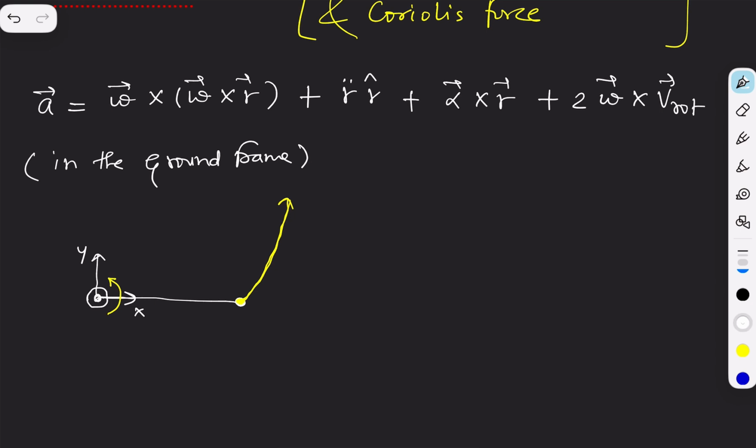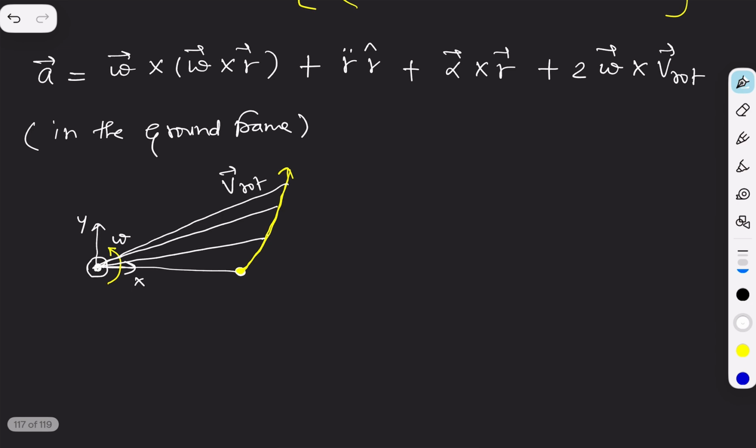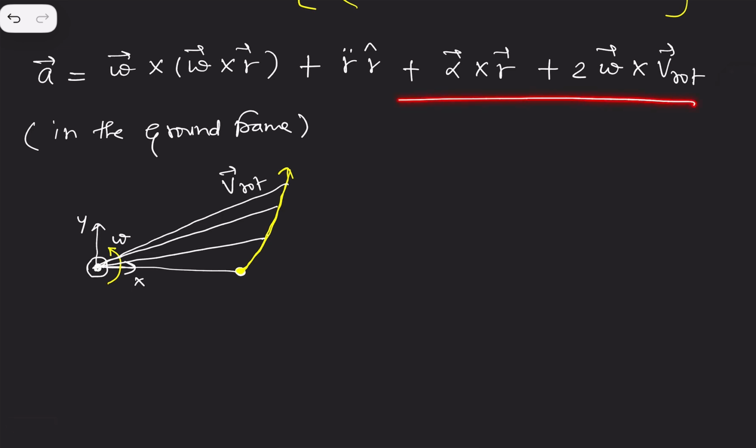Suppose the rotating frame that you have has angular velocity omega. And if it is seeing that the body is going away from it with a speed of, let's say, v rot at some instant, this would be the picture that we are going to see. So at that moment, the acceleration the particle will have is this much.